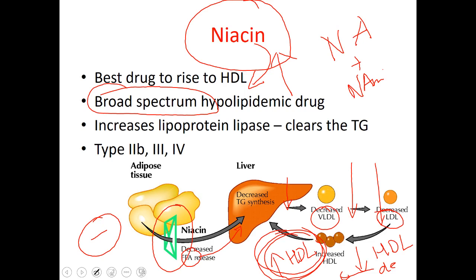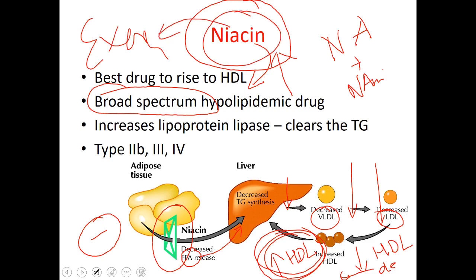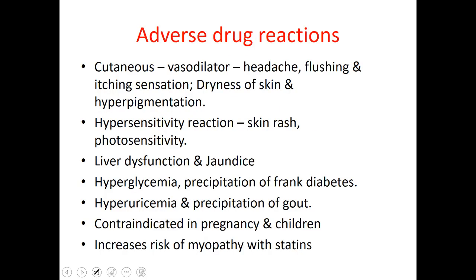Do you know which other non-pharmacological entity or measure will increase HDL maximum? Exercise. So niacin is as good as exercise in increasing HDL levels in the blood. Very good, fascinating, isn't it? On the other hand, niacin is very toxic.